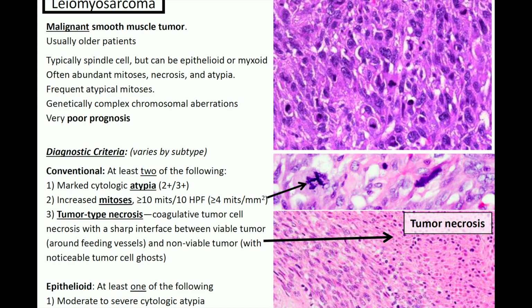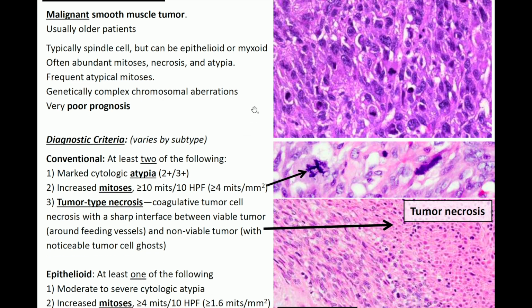Next up, we've got leiomyosarcoma, which is the malignant variant of a leiomyoma. It's a malignant smooth muscle tumor, usually occurring in older patients, typically spindle cells, but can be epithelioid or myxoid. You're going to see abundant mitoses, necrosis, or atypia, frequent atypical mitoses, and genetically complex chromosomal aberrations. Leiomyosarcomas typically have a very poor prognosis.